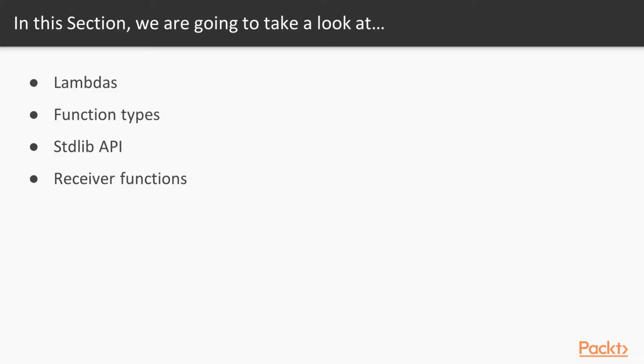In this section you'll learn how to work with lambdas. We'll also see what function types are and how functions can be passed to another function. And we'll explore the Kotlin standard library and see how extensively it uses function types. And finally, we'll also talk about receiver functions, which are a special kind of lambda.